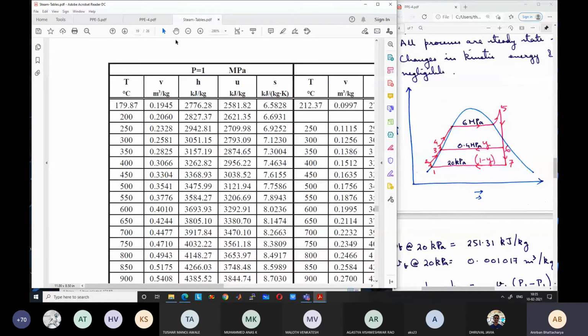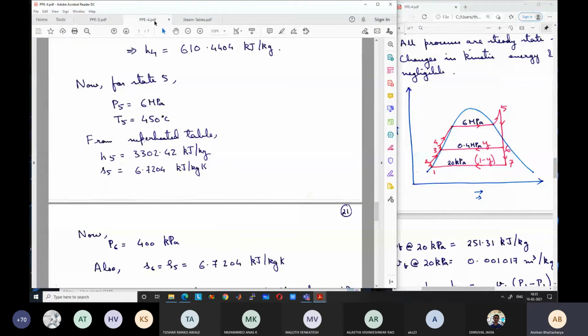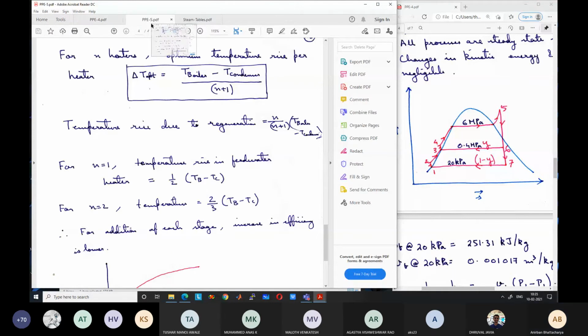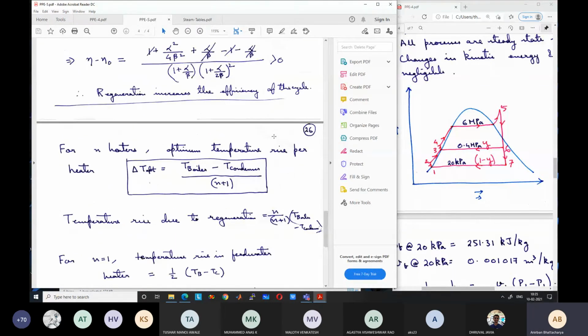Otherwise, let us move on to the next part. We'll start the next part of the course, which is the continuation of the regeneration cycle. So we have seen what a regenerative Rankine cycle is in its basic form with one feed water heater.